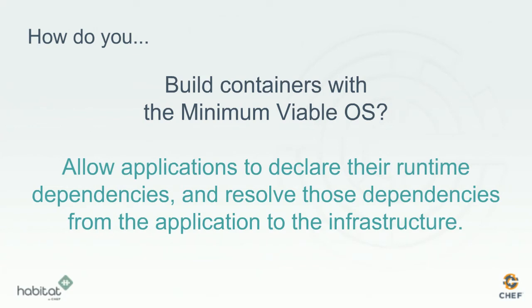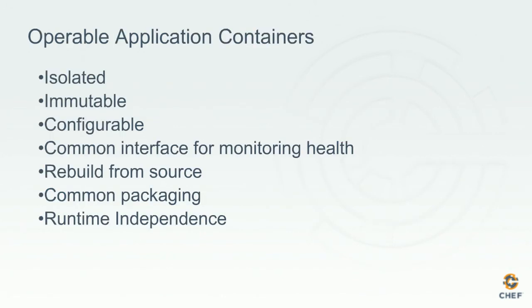So how do you build containers with a minimum viable operating system? We do that by allowing applications to declare their runtime dependencies and then resolving those dependencies from the application down to the infrastructure, versus how it's traditionally been done for years, resolving those dependencies from the infrastructure level on up. And it really focuses on this idea of building what we call operable application containers.